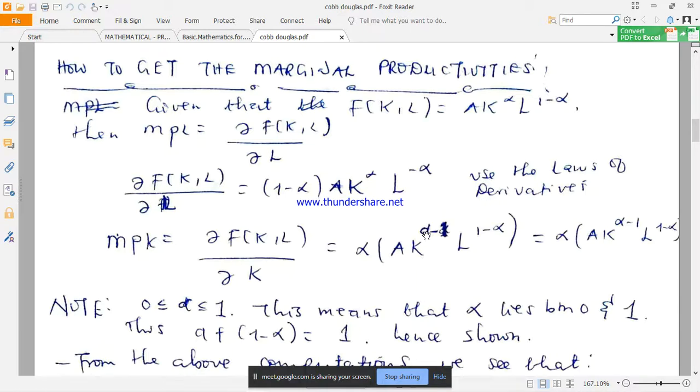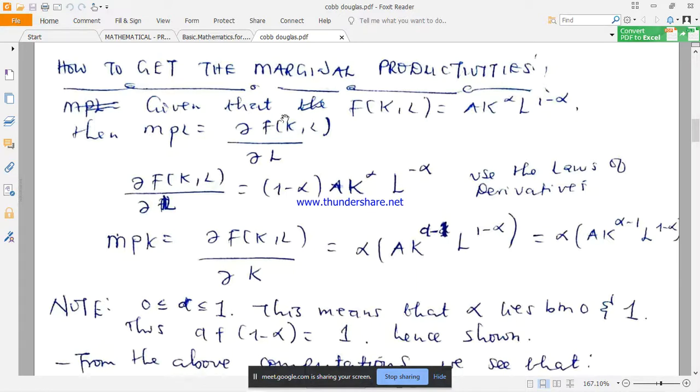So 1 minus alpha minus 1 will just be negative alpha. In case you're wondering why: 1 minus alpha minus 1, here we have a positive 1 and here a negative 1. Those go positive plus negative, and the answer is 0, which means we're only remaining with negative alpha. So that is why we have 1 less alpha times AK to the alpha, then L raised to the power negative alpha, because we have reduced that power by 1.